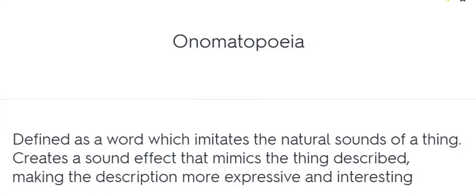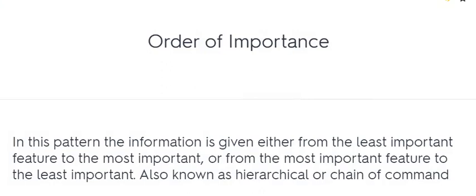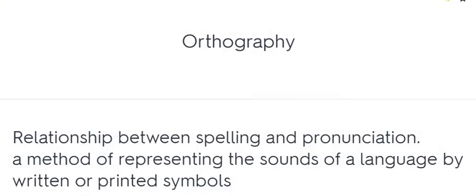Onomatopoeia. Defined as a word which imitates the natural sounds of a thing, creates a sound effect that mimics the thing described, making the description more expressive and interesting. Order of importance. In this pattern, the information is given either from the least important feature to the most important or from the most important feature to the least important, also known as hierarchical or chain of command. Orthography. Relationship between spelling and pronunciation, a method of representing the sounds of a language by written or printed symbols.